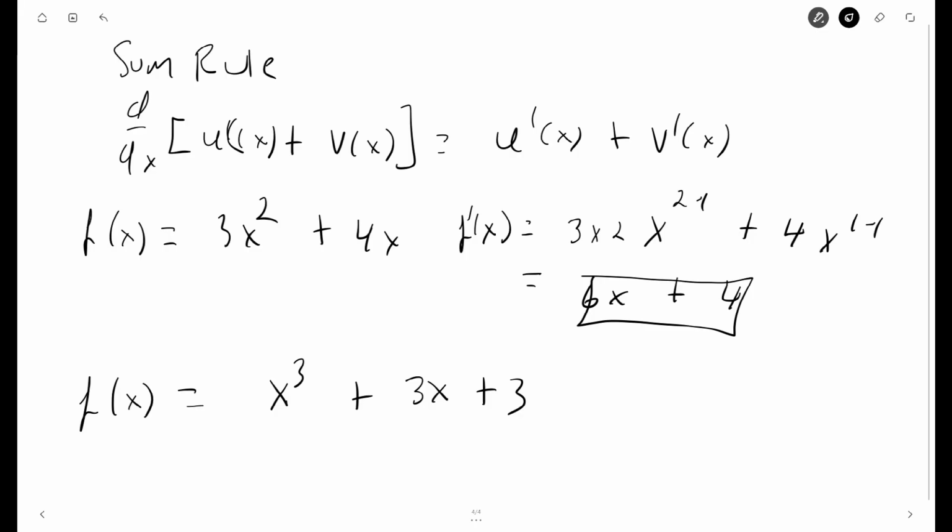Okay, the next example is x cubed plus 3x plus 3. That means that f prime of x is equal to 3x squared plus 3 plus 0. That's equal to 3x squared plus 3.